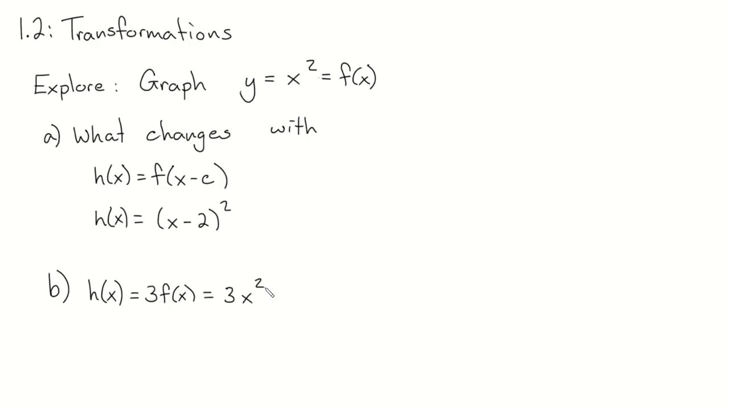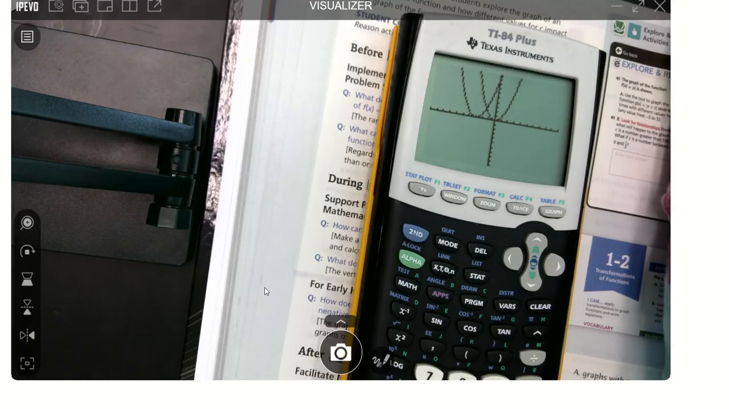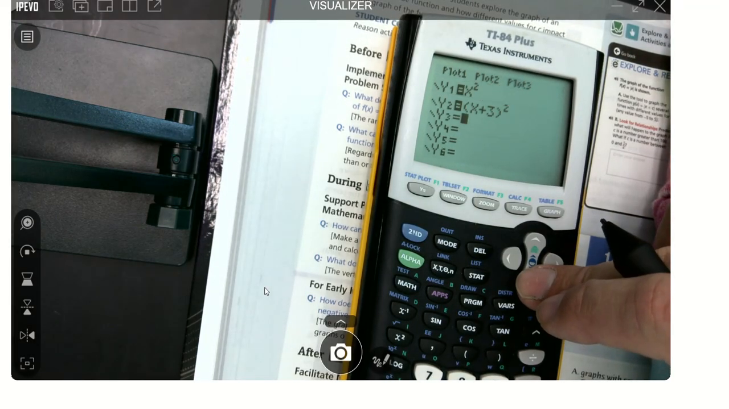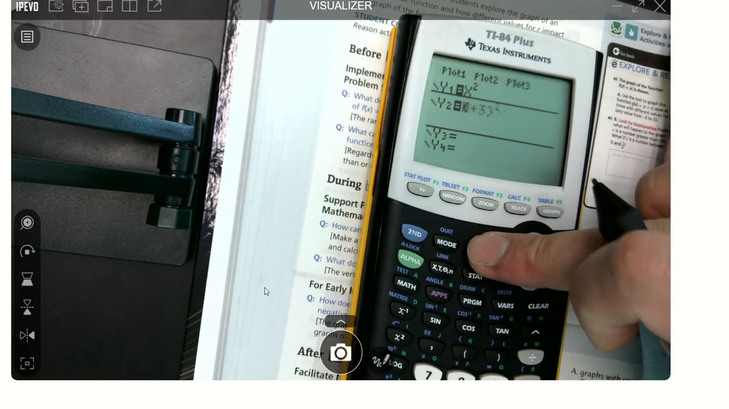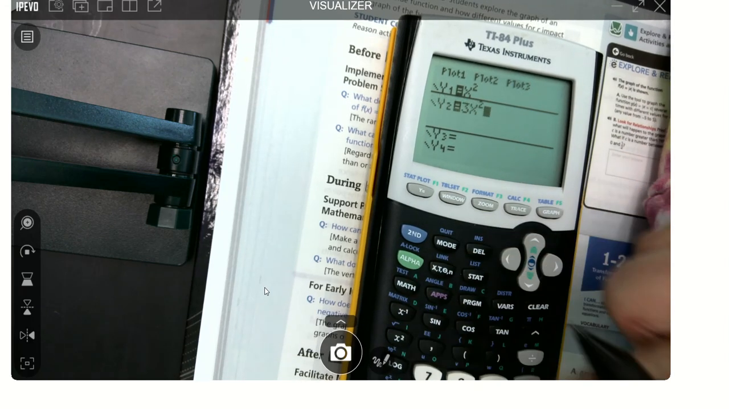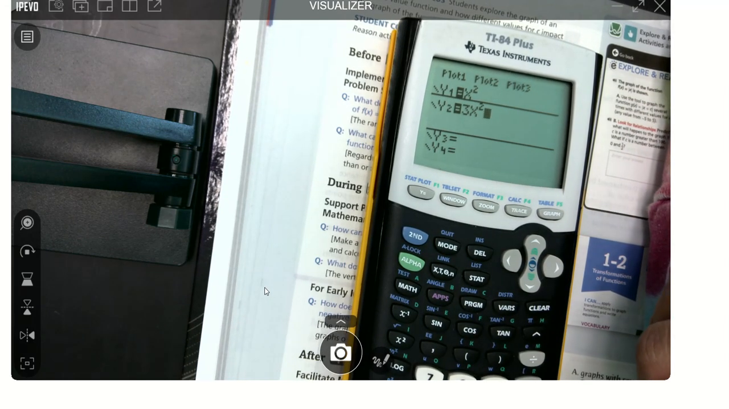Okay, how is this going to change the parent function, f, just x squared? What's it going to change about it? What are your gut feelings? It could be wider, it could be the exact same, it could be thinner, be upside down. Wider. Wider? So let's see. Change y2 now. Instead of x plus 3 squared, let's just do 3x squared. So 3x squared. I heard wider. Anybody think it's going to flip it?